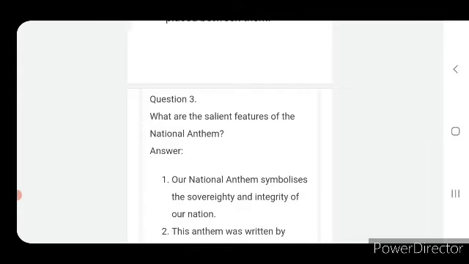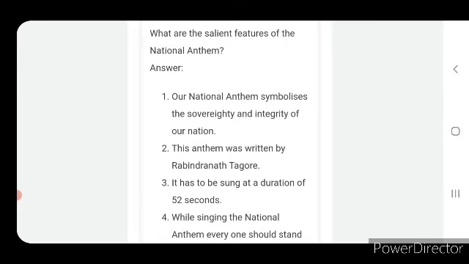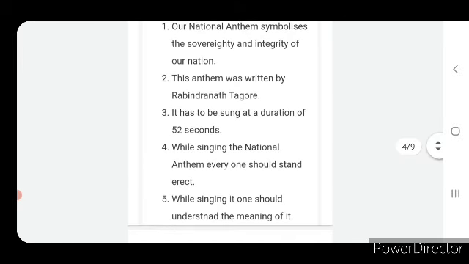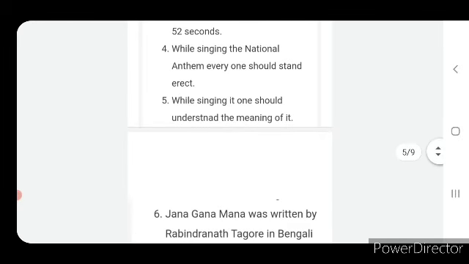What are the salient features of the national anthem? Our national anthem symbolizes the sovereignty and integrity of our nation. This anthem was written by Rabindranath Tagore. It has to be sung in a duration of 52 seconds. While singing the national anthem, everyone should stand erect. While singing it, one should understand the meaning of it.